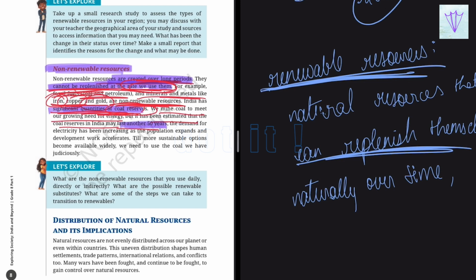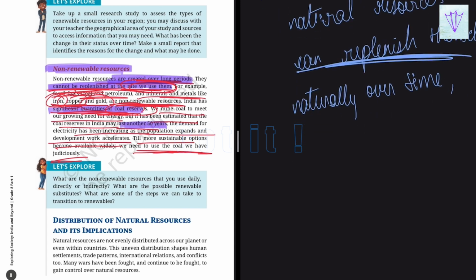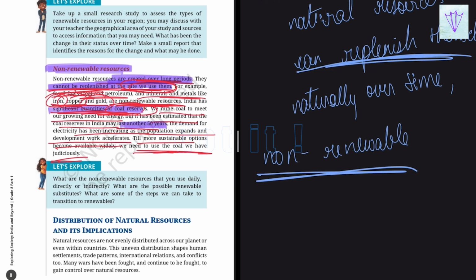And the demand for electricity has been increasing as population expands and development work accelerates. So till more sustainable options become available widely, we need to use coal. We have to be very judicious when we are using it. Obviously the alternatives are starting to come for the usage of coal for energy, because we have already started to use solar for electricity purposes, and we are going to minimize the use of coal as fast as possible because the reserves are depleting day by day, and it may only last for another 50 years if we use it at the same rate as we are using it for now.